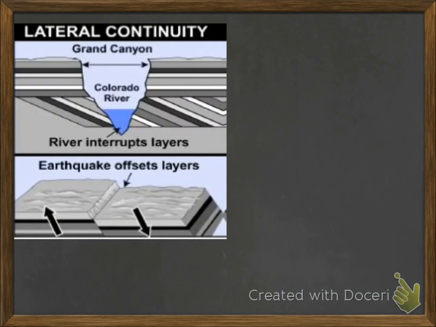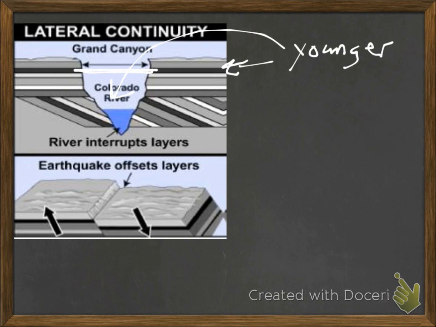The next principle is called lateral continuity, and that says that the layers of sediment extend in all directions when they form. So the layers that you're seeing here, this black layer right there, originally extended all the way across where this river is now. So we know that if this river that we see here is interrupting, it is younger, or happened after all those layers formed. Earthquakes accomplish the same thing.